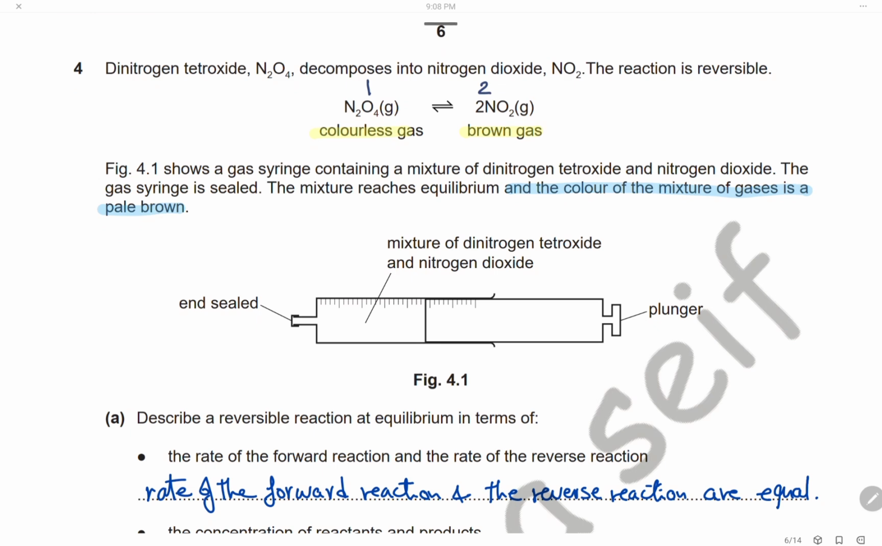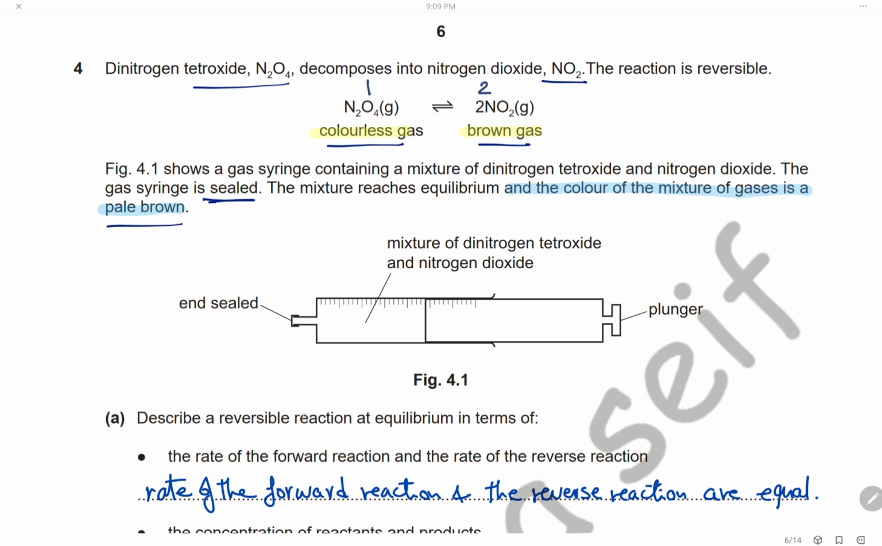Question 4. Dinitrogen tetroxide N2O4 decomposes into nitrogen dioxide. The reaction is reversible. Dinitrogen tetroxide is a colorless gas and the nitrogen dioxide is a brown gas. A gas syringe contains a mixture of the 2 gases and the gas syringe is sealed. When it reaches equilibrium, the color of the mixture is pale brown.